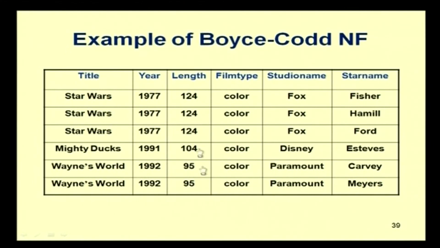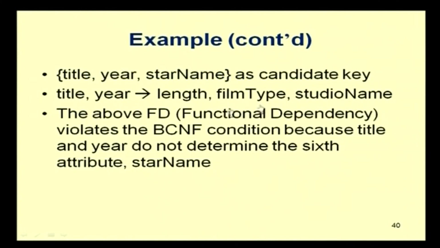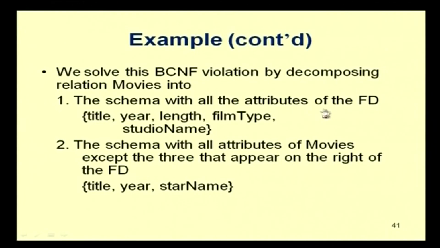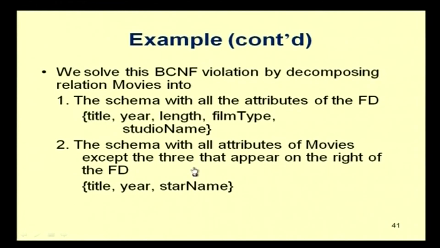So, you have title, year, length, film type, studio name and star name. Title, year, star name is a candidate key, and title, year determines length, film type, studio name; that is the other functional dependency. This violates the BCNF condition because title and year do not determine the sixth attribute, star name. That is the problem here. So what do we do? We solve this by splitting it: one schema with all the attributes of the FD, title, year, length, film type and studio name, and another schema with all attributes except the three that appear on the right of the FD. So look here, these three alone are put separately and the others are put together.